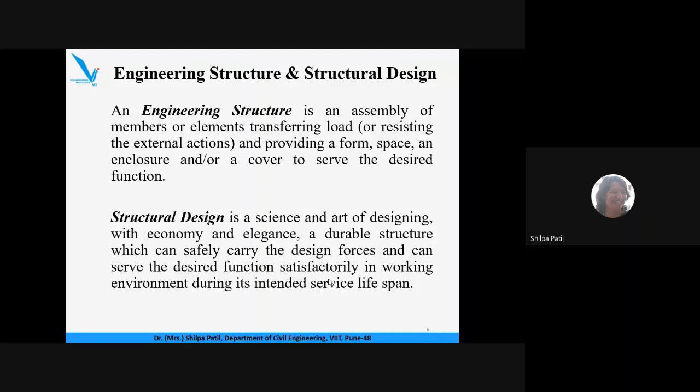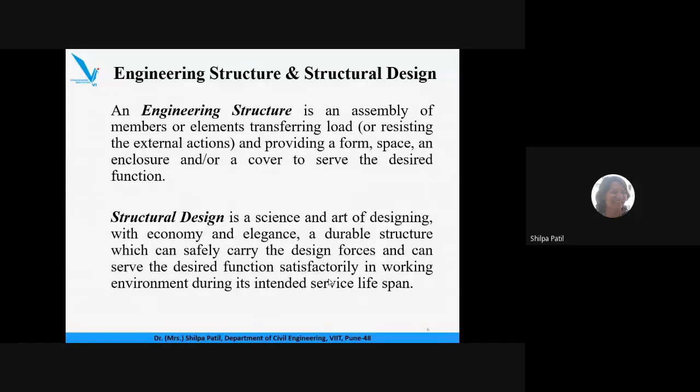So depending upon the purpose for which we are erecting a particular structure, what is the expected function of the structure, depending upon that we have to decide the lifespan. And whatever the lifespan we decide, the structure should withstand that entire lifespan without causing any trouble to the users. So this is the overall definition of the term structural design, that it is a science and art of designing with economy and elegance a durable structure which can safely carry the design forces and can serve the desired function satisfactorily in working environment during its intended service lifespan.